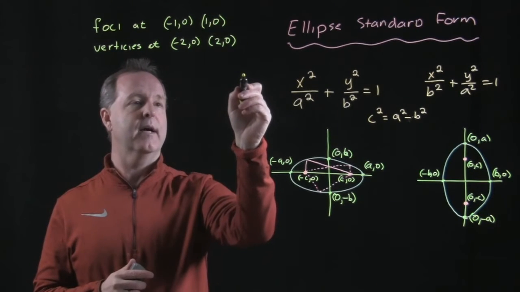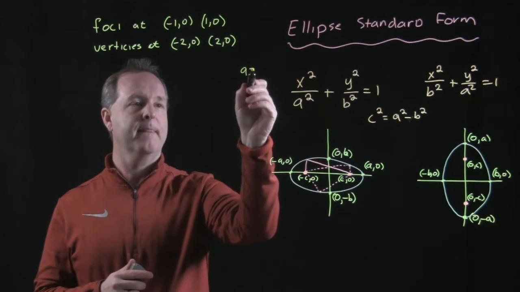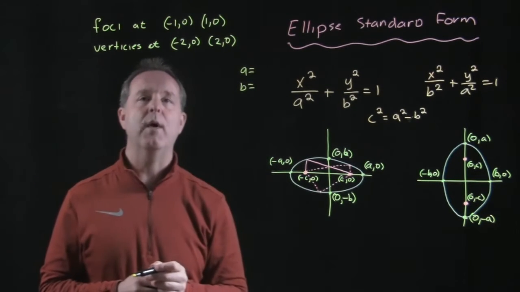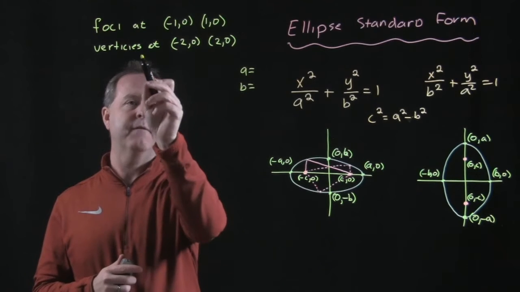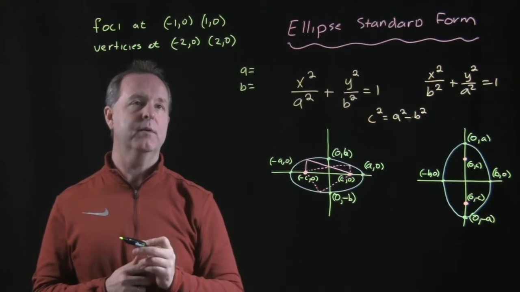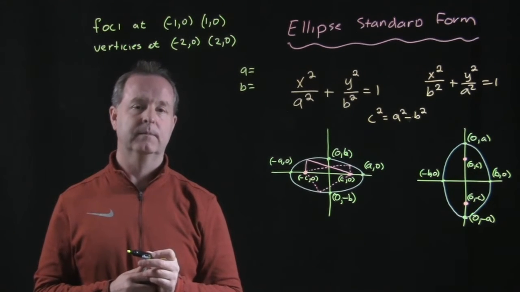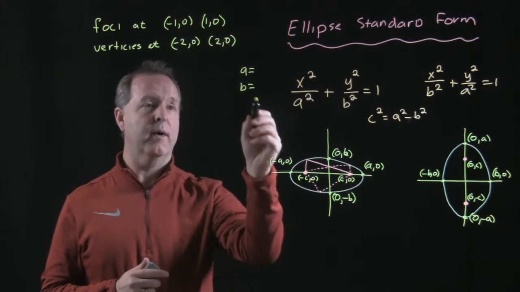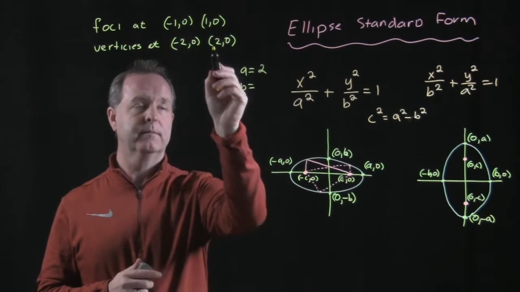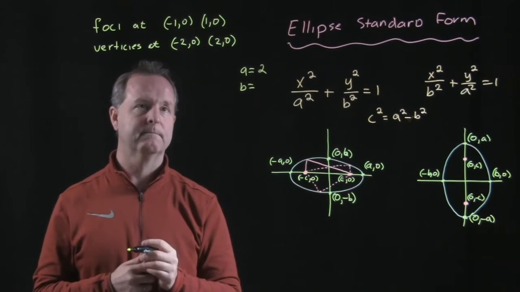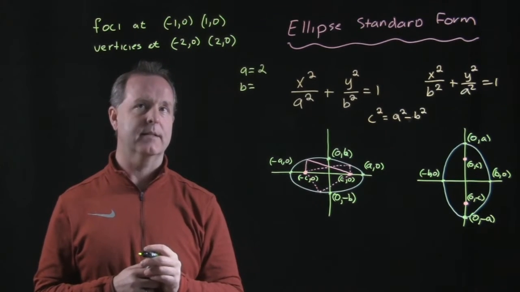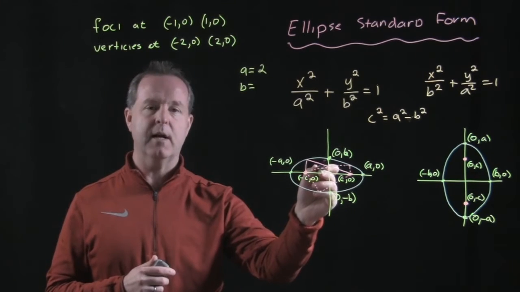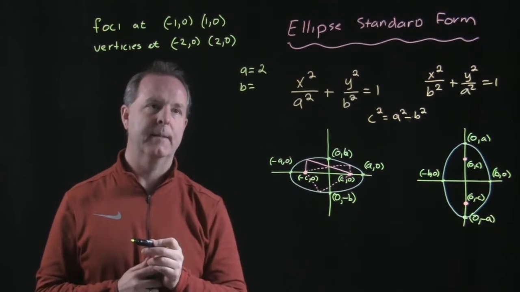So we need to learn and understand what both A equals and B equals. Well, we know what A equals because we have vertices at (-2, 0) and (2, 0). So A is 2, and A squared would be 4. Now we need to find out what B is. But B is not listed anywhere up here. The vertex on the minor axis is not listed.